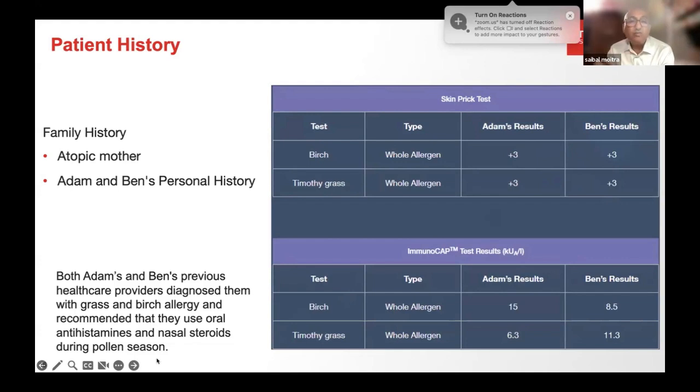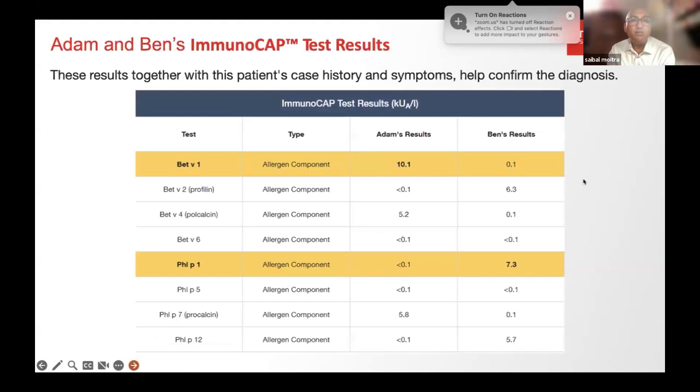So they were diagnosed with a grass and birch allergy, and just recommended the use of intranasal steroids, antihistamines, and things like that. Now their ImmunoCAP component testing was done, because the healthcare provider wants to be more sure of what it is. So see, this is Bet v 1. It is 10.1 in Adam, and Phl p 1, that is for Timothy grass, is in Ben. So it has made things very clear that Adam's immunotherapy extracts were very different from those of Ben.